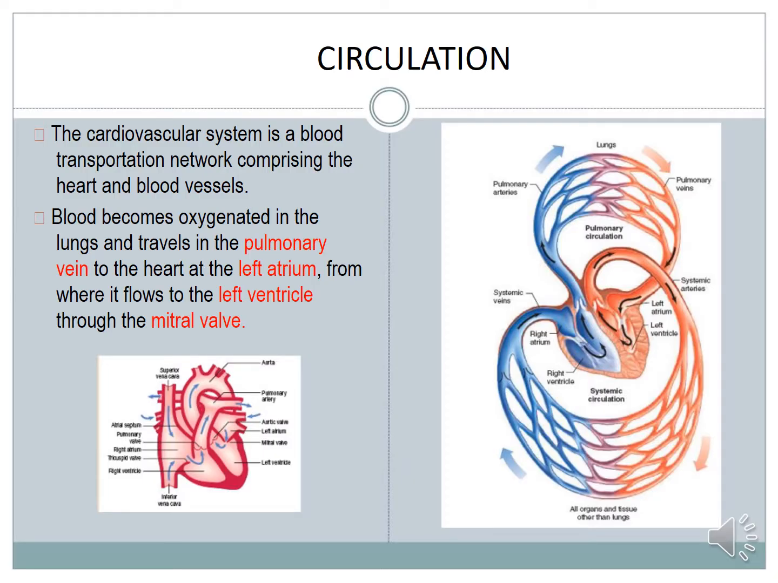Before we start, let's see the basics of the cardiovascular system, mainly the physiology. The cardiovascular system is the blood transporting network comprising the heart and blood vessels. So the blood becomes oxygenated in the lung and travels through the pulmonary vein to the heart at the left atrium, from where it flows into the left ventricle through the mitral valve.